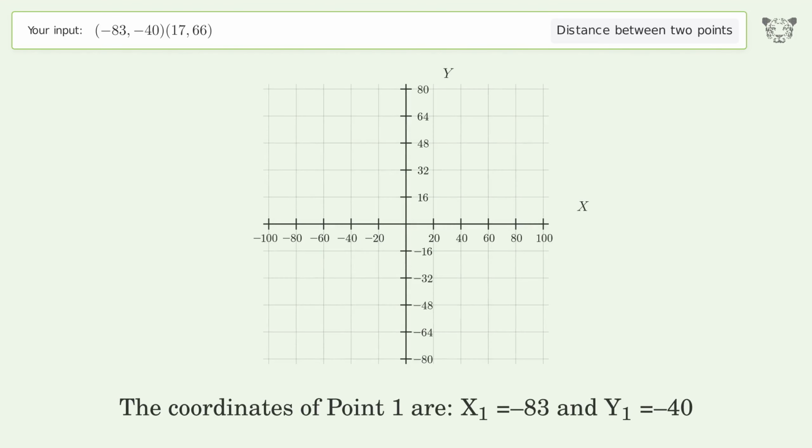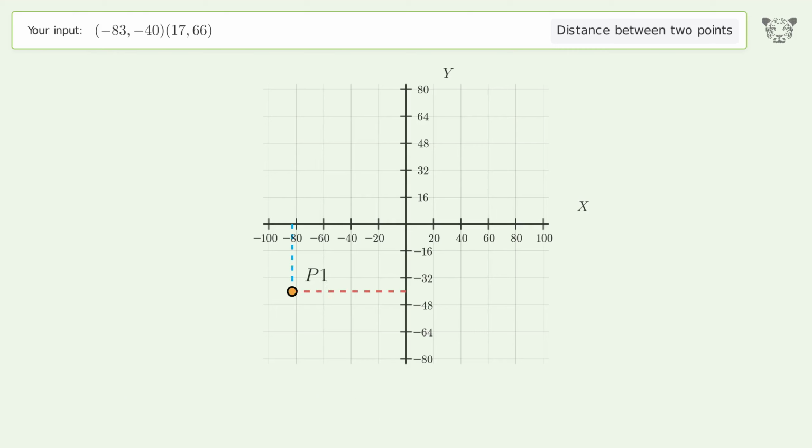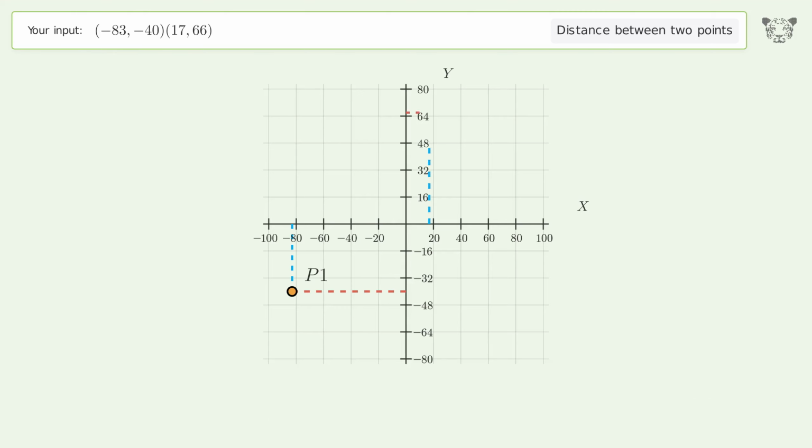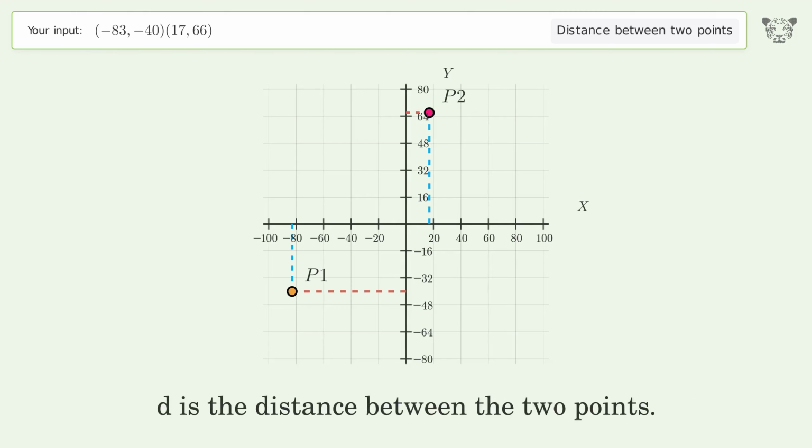The coordinates of point 1 are x1 equals -83 and y1 equals -40. The coordinates of point 2 are x2 equals 17 and y2 equals 66. D is the distance between the 2 points.